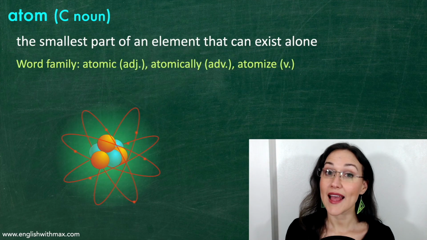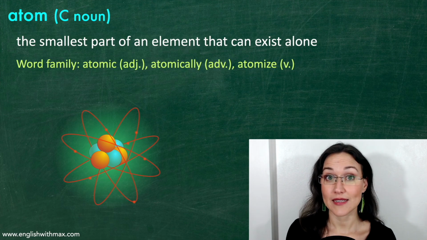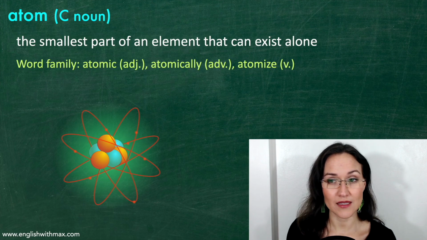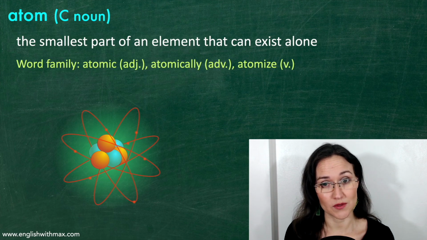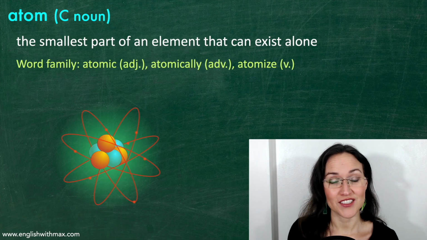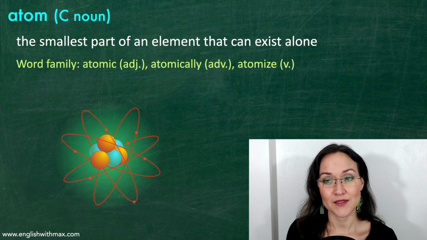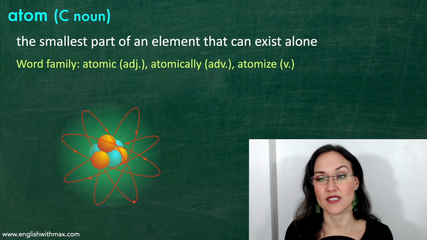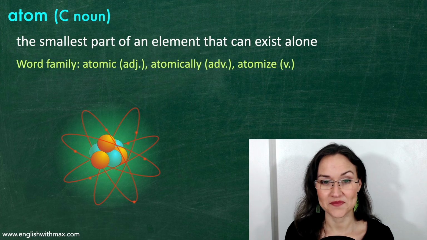This word is atom. Atom. It's a countable noun. An atom is the smallest part of an element that can exist alone. Let's see the word family. We have the adjective atomic, the adverb atomically, and the verb atomize. Atomize means to change something so it is in very small parts.